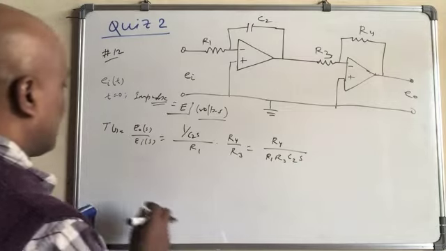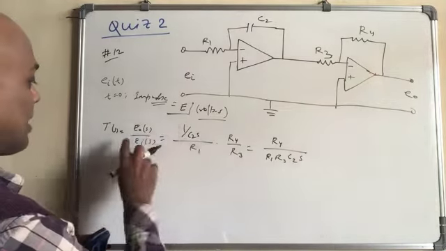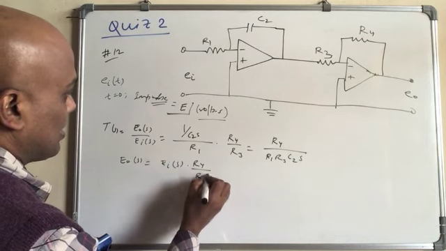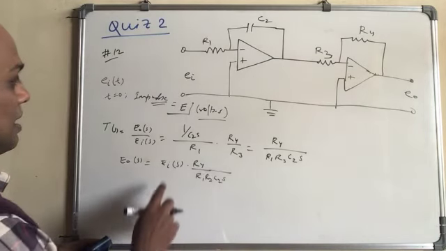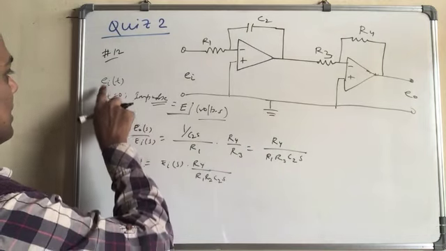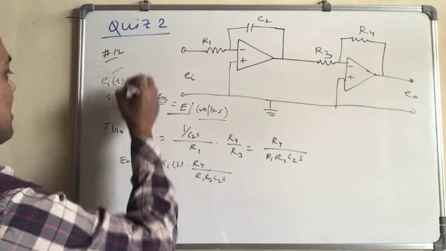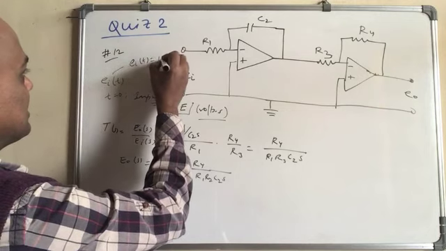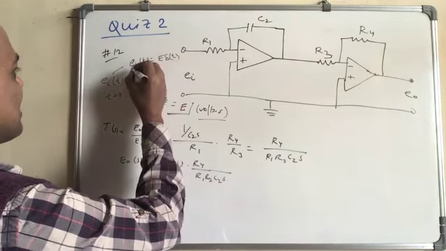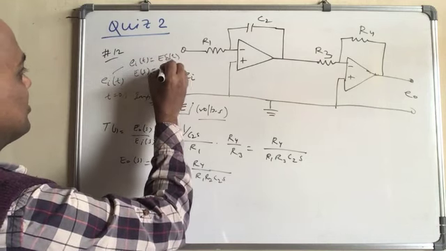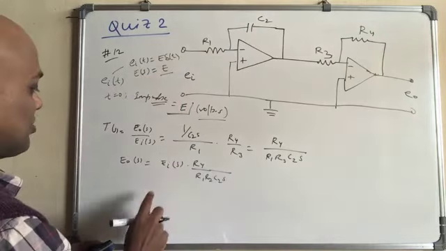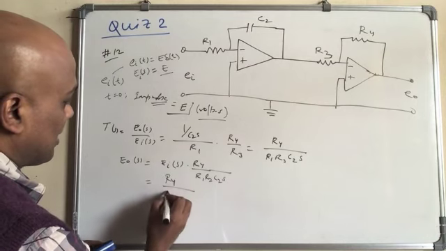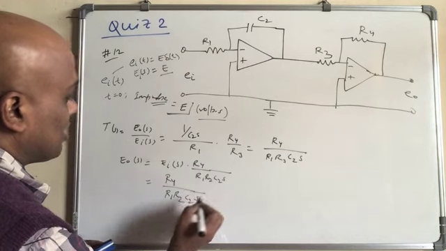So E_o(s) will be E_i(s) multiplied by R4 over R1 R3 C2 s. If you take the Laplace transform of E_i(t), it is nothing but E delta(t), right? It's a Dirac delta function. Hence E_i(s) is equal to E only. So if E is 1, E_i(s) equals 1. So that is equal to R4 divided by R1 R3 C2 s only, right?